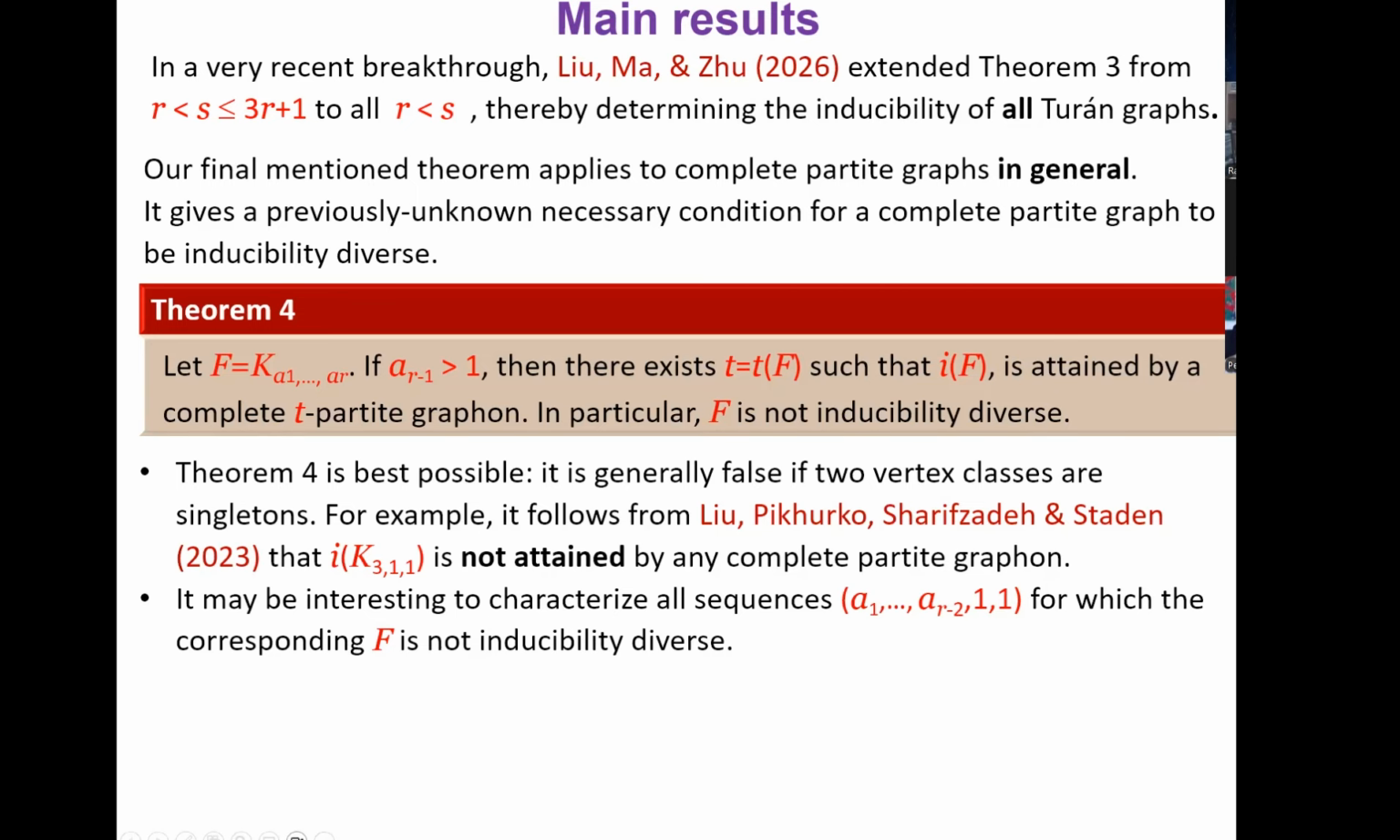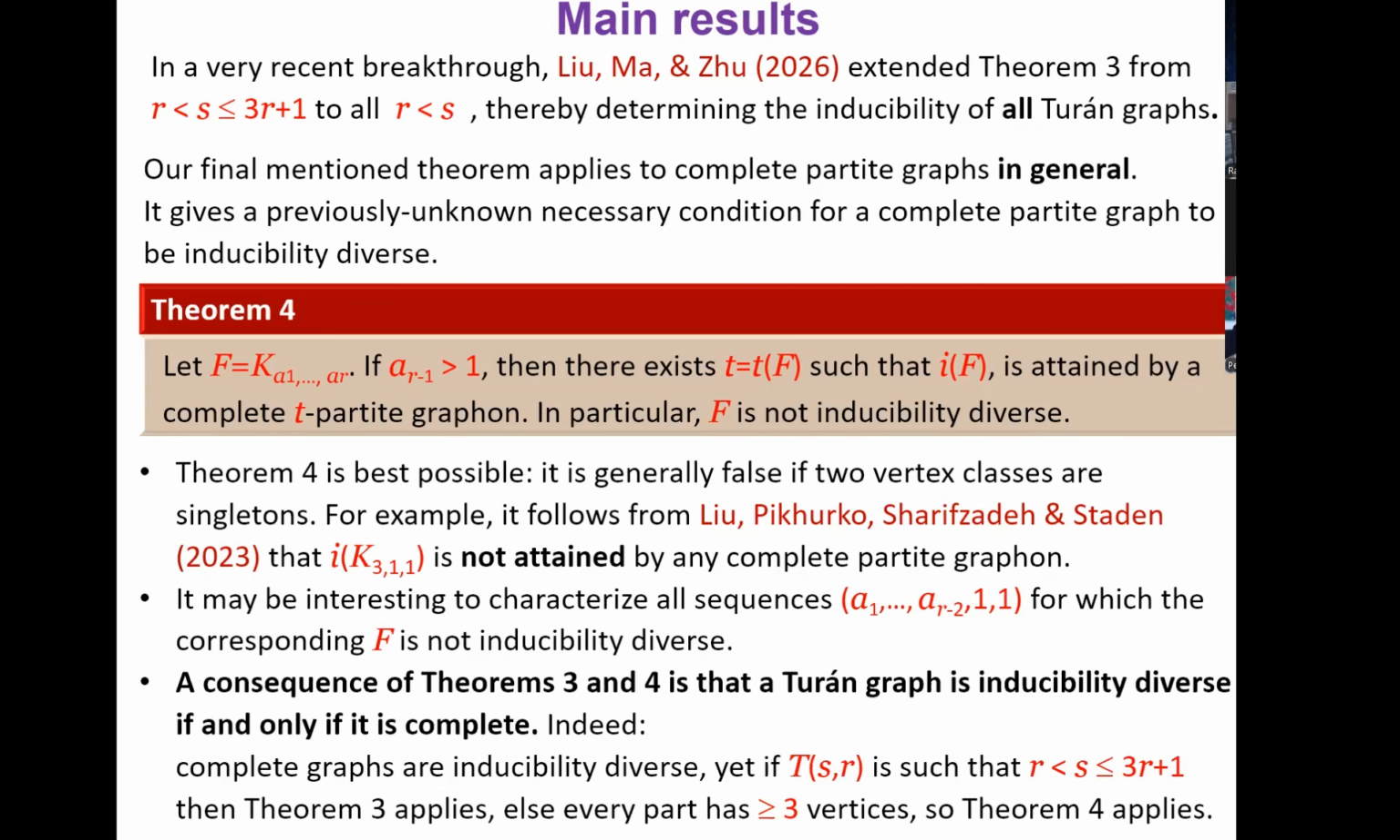But perhaps more interesting is the following consequence of theorem 3 and theorem 4: every 2-part graph is inducibility diverse unless it's a complete graph, of course. So how does it go? Suppose you give me a 2-part graph T_{S,R}, S larger than R, of course, because it is not complete. So check cases. If S is less than 3R plus 1, then theorem 3 applies. Perhaps also the Liu-Ma-Zhu theorem applies.